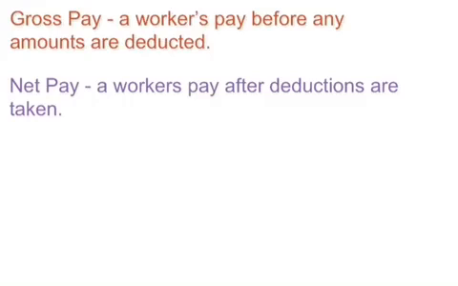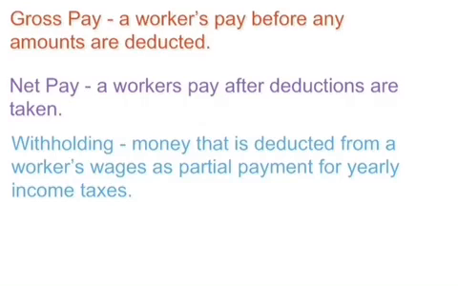Net pay is what the worker actually gets after the deductions are taken, and I'll detail that in just a second. All jobs have some sort of deductions that come out of them, and once those are taken out, the net pay is the actual money that you get to put in the bank and use to purchase things.